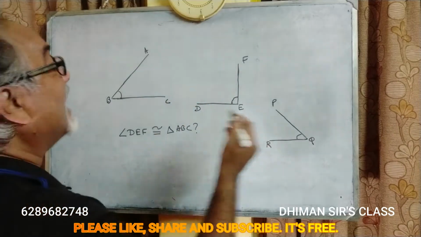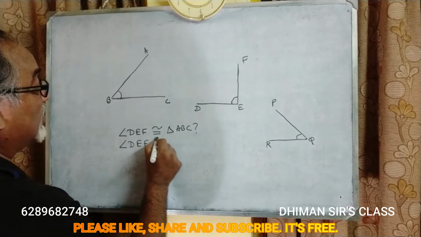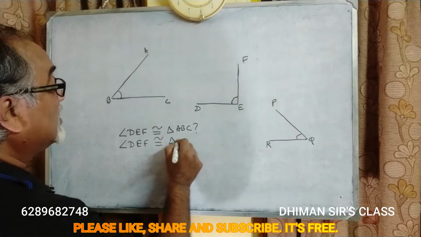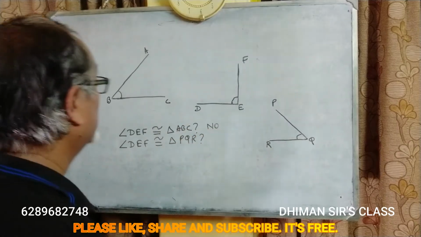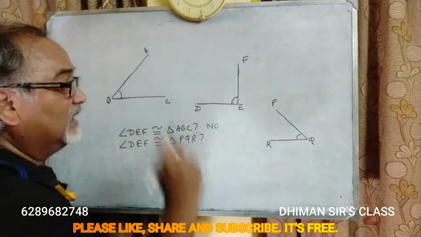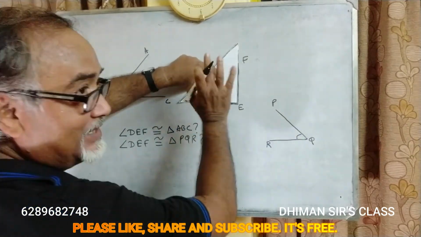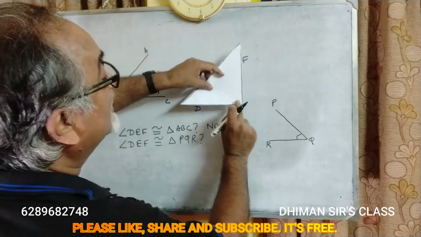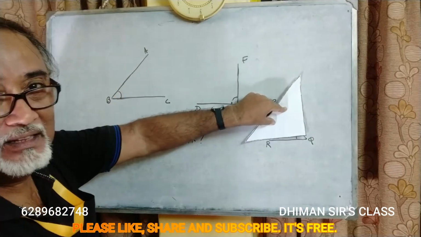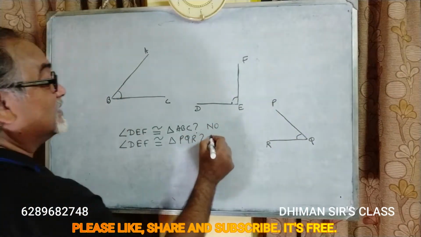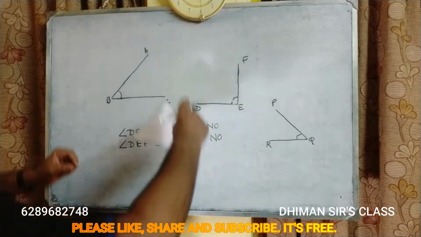Now, is angle DEF congruent to angle PQR? Here it will be no. Let us check again. See, the DEF measurement is matching this angle, so this angle must match, but it is overlapping this angle. So again this will be no. They are not congruent.